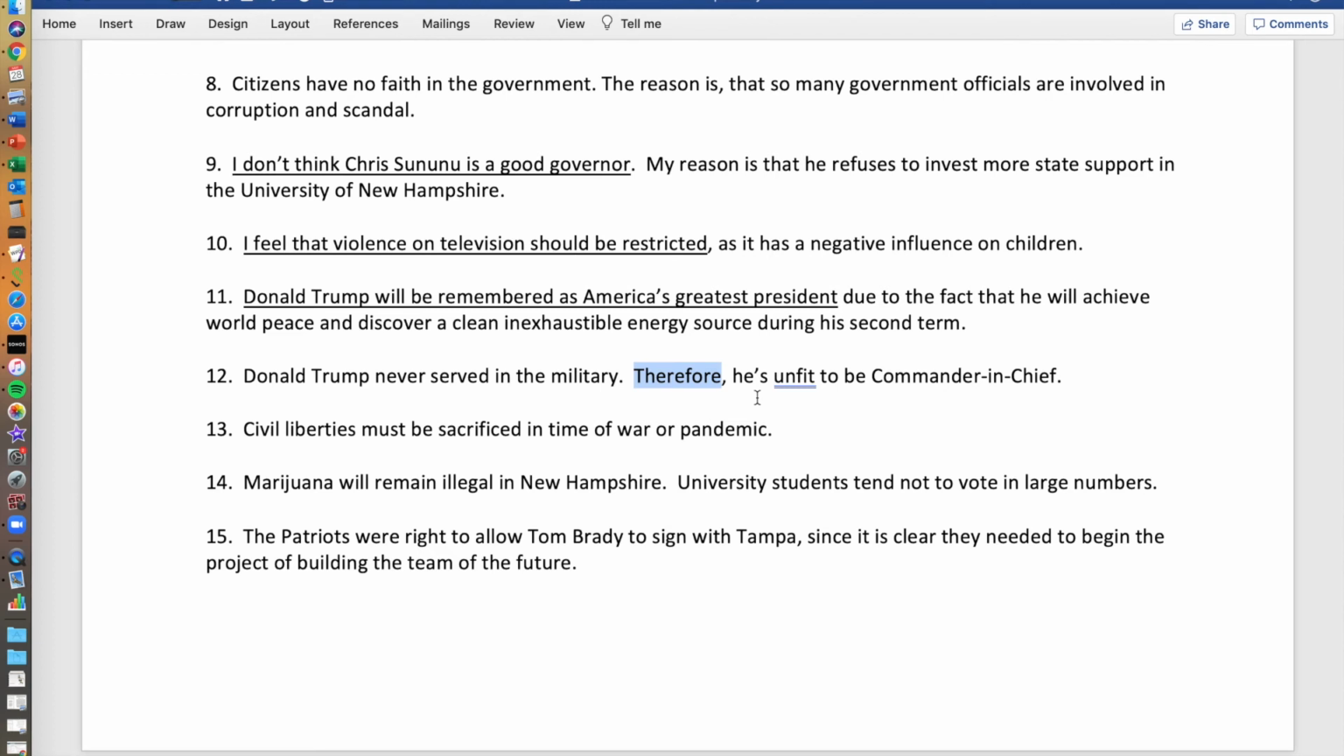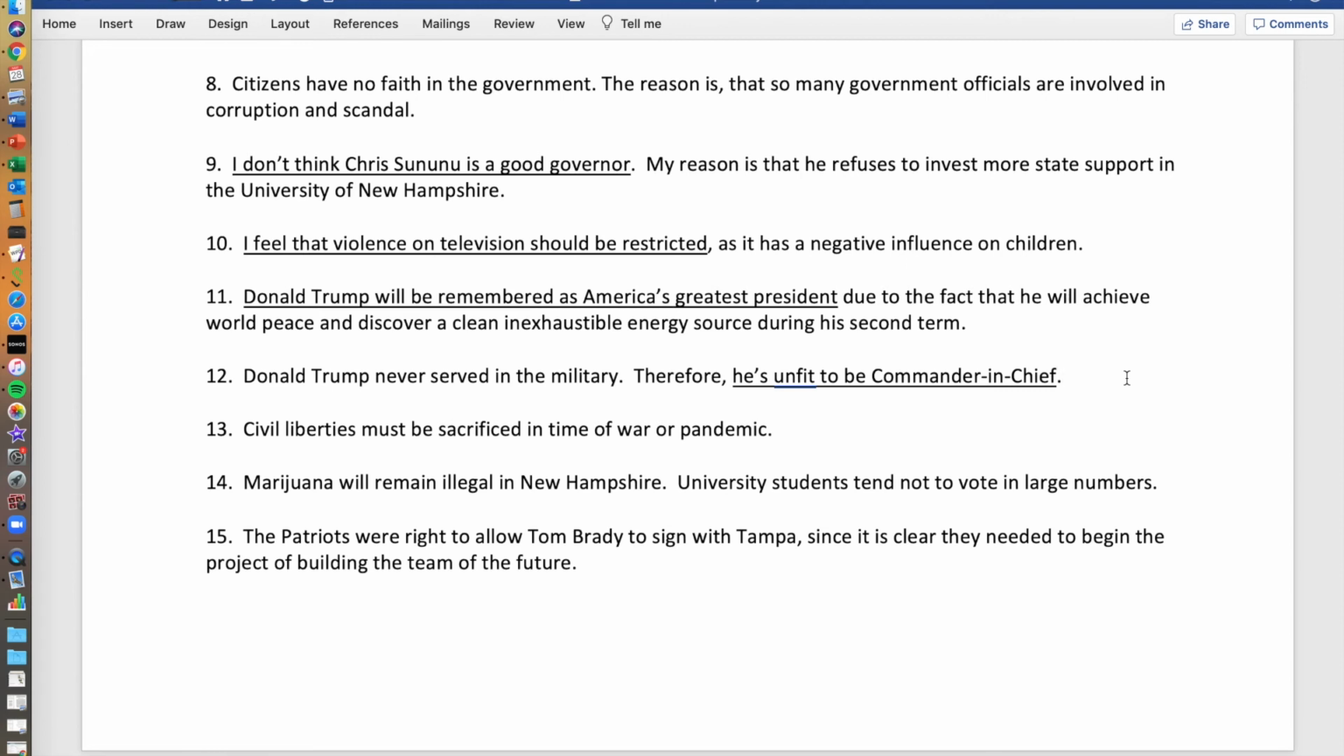The indicator tells us what follows is the claim, which means over here, the first statement is what would function in this argument as evidence, if it's an argument, okay? Now we look at Donald Trump never served in the military. That's either a well-known fact or something you could easily look up. Certainly functions as evidence. Therefore tells us there's an argument or inference making going on, and we have an opinion here. He's unfit to be commander-in-chief. So this, in fact, is an argument, and the claim is he's unfit to be commander-in-chief.